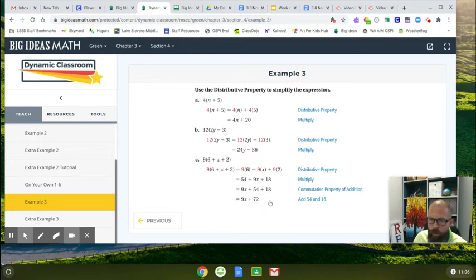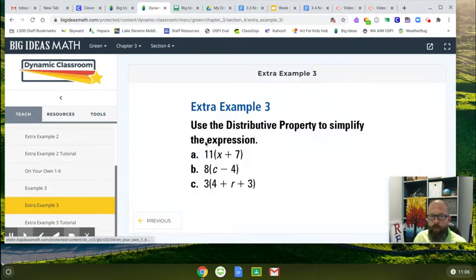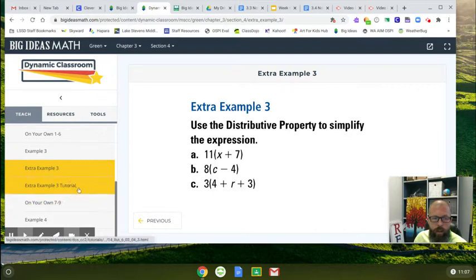All right, I know that's a lot, but go ahead and pause the video and break it down and see what they're doing here. And let's look at another one. So, distributive property to simplify. So distribute 11 into here and 11 into here, 8 into here, 8 into here, and then same thing here. So let's take a look and see how they show how to do it.